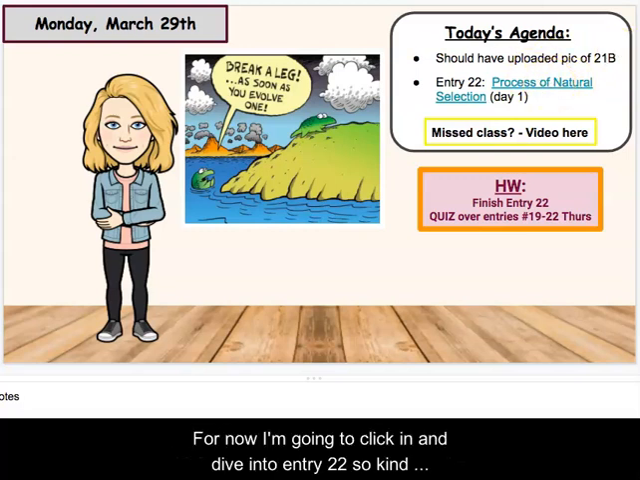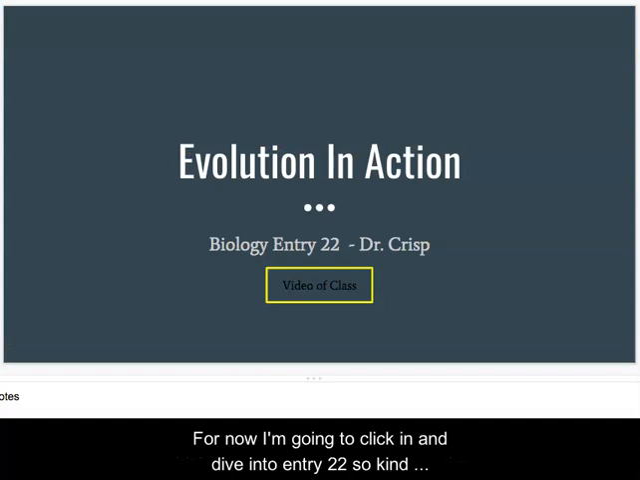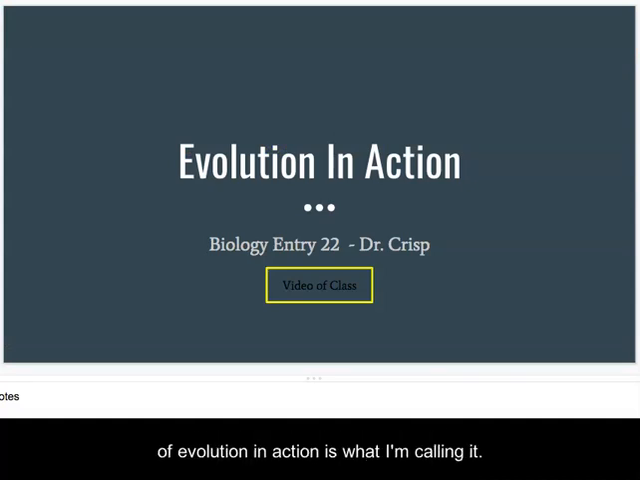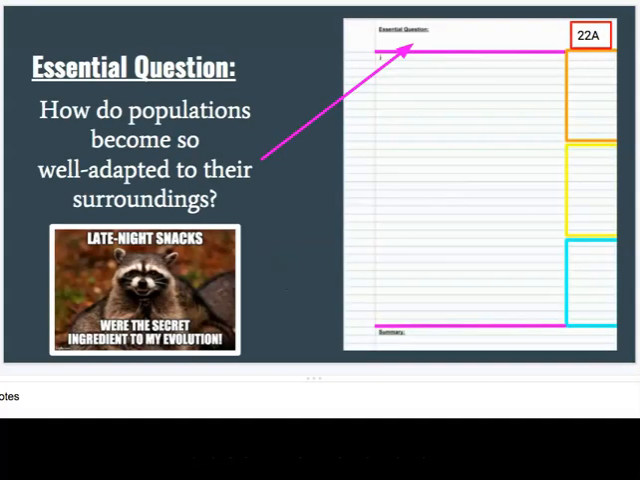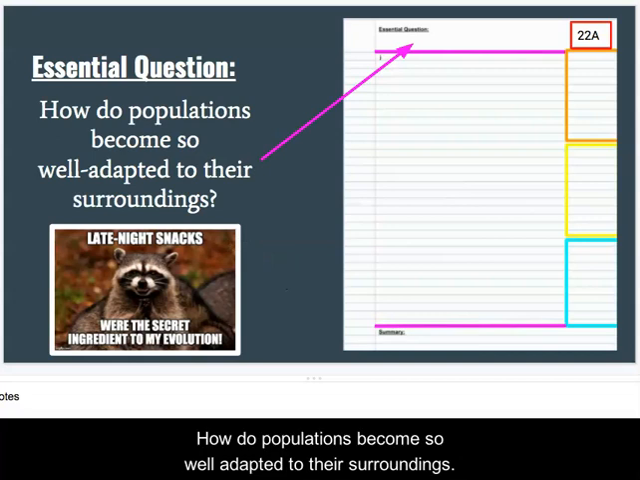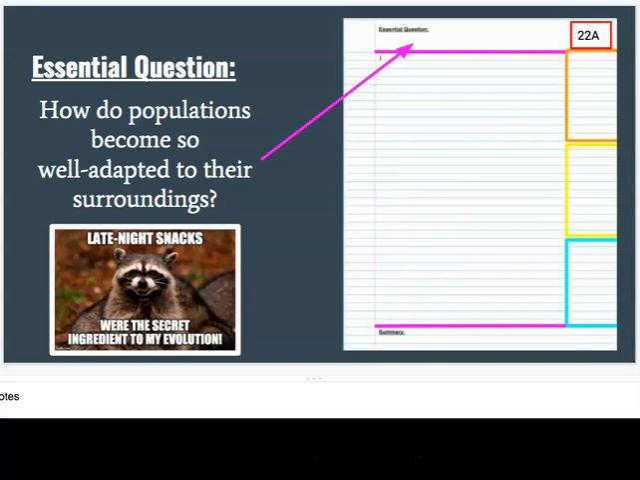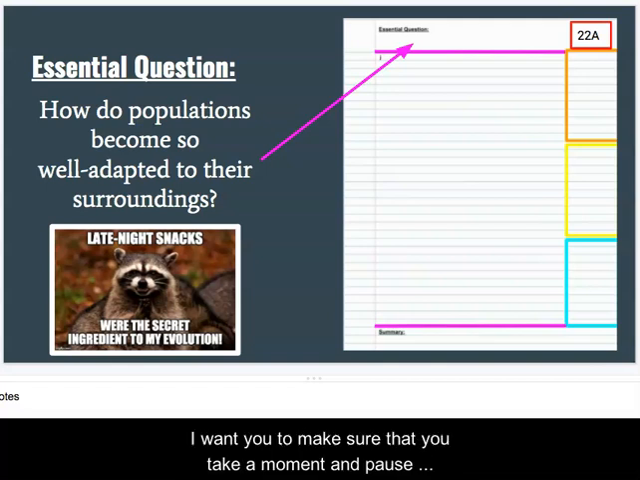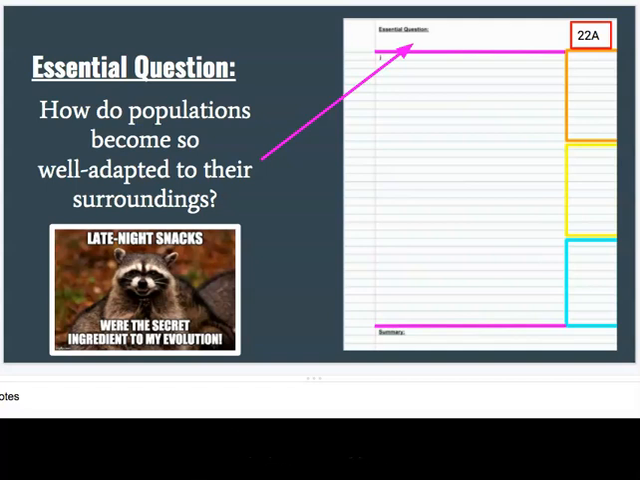For now, I'm going to click in and dive into entry 22. Evolution in action is what I'm calling it. Our essential question for today is, how do populations become so well adapted to their surroundings? Make sure that you take a moment, pause, and get that down. And I put a little graphic of a raccoon in there because why not?